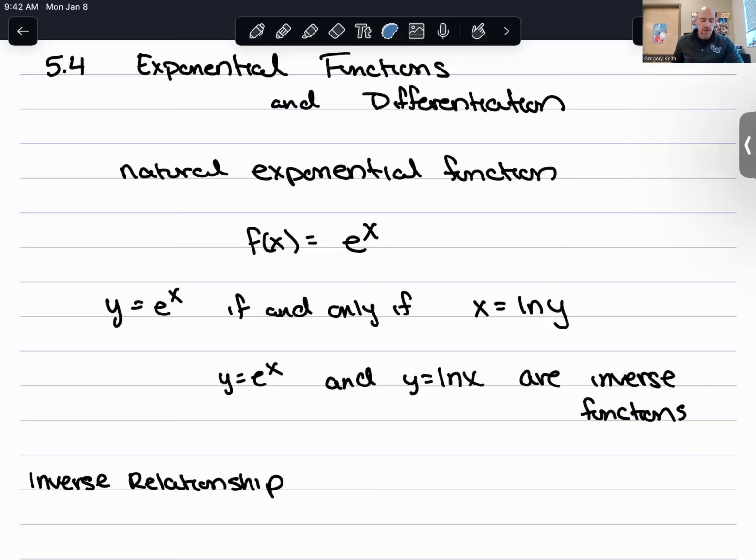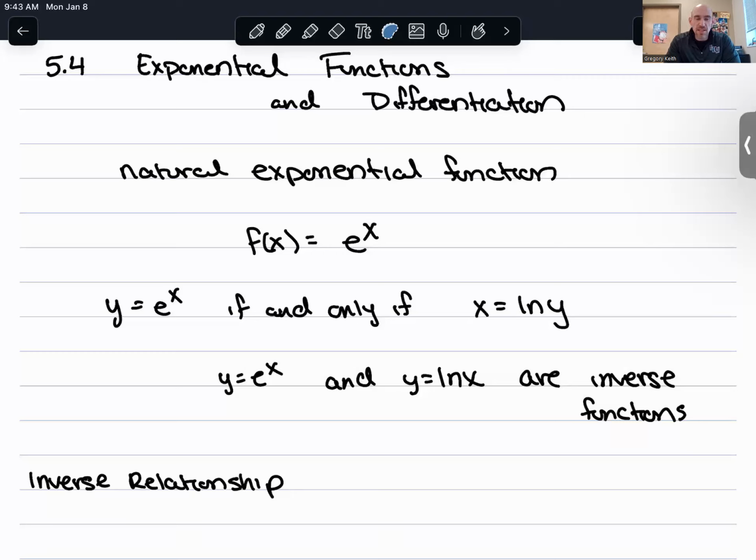All right, so this is 5.4 for us. Exponential functions and differentiation. All right, so the natural exponential function. This is our f of x equals e to the x. Most of the things we do in calculus is going to deal with e to the x and not another base. We will talk about those later. But our primary focus, again, is e to the x.